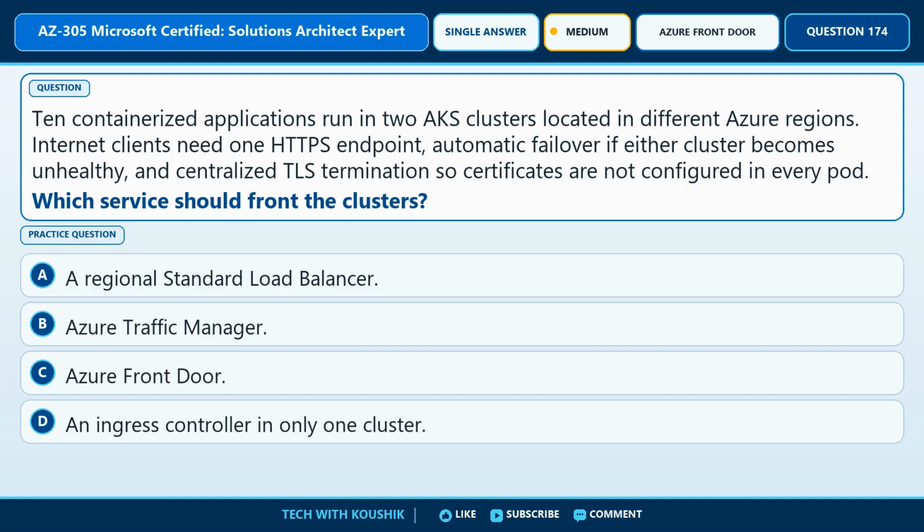Review each available choice. Option A is a regional standard load balancer. Option B is Azure Traffic Manager. Option C is Azure Front Door. Option D is an ingress controller in only one cluster.